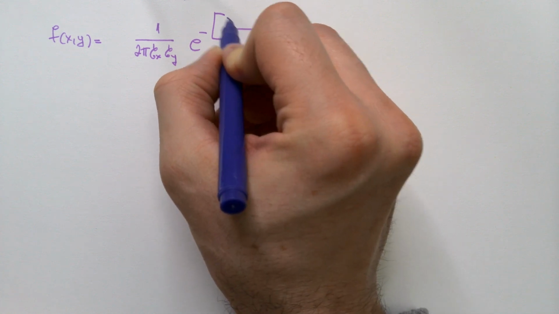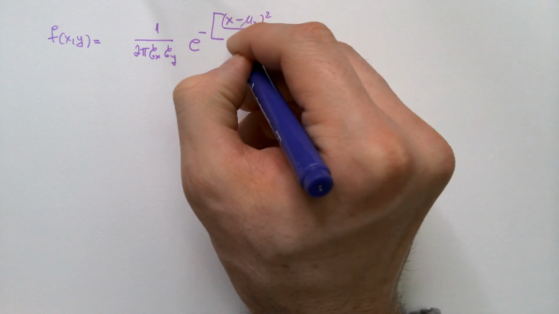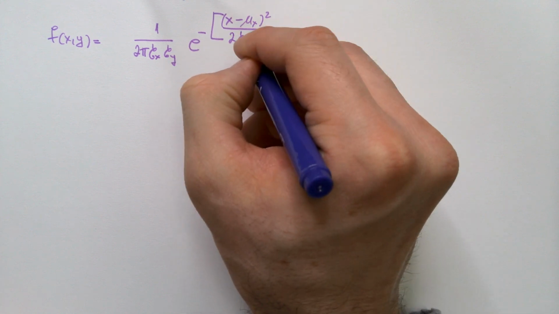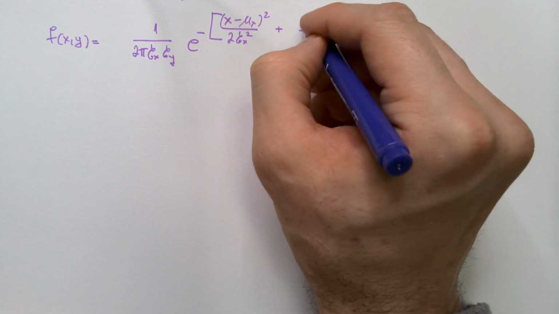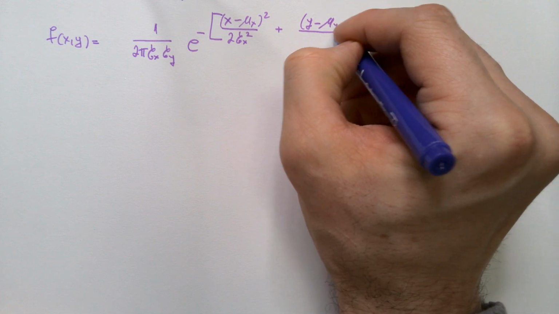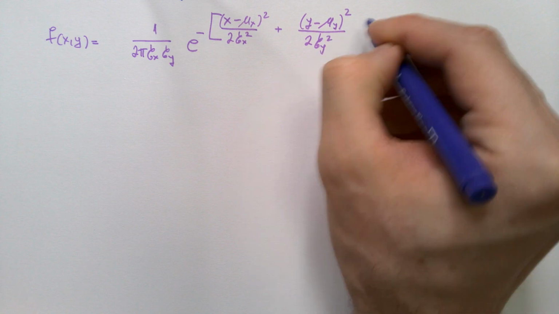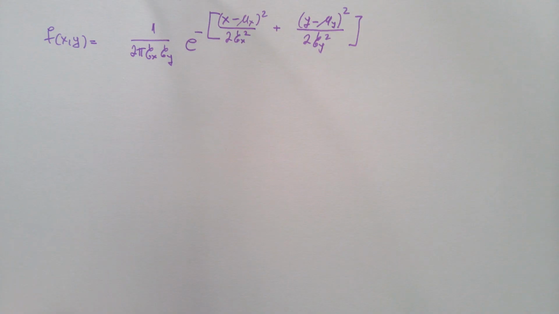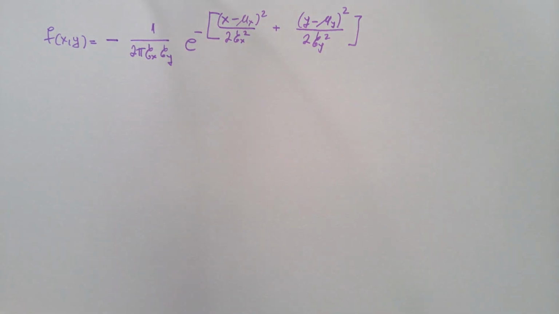So here we have (x minus mu x) squared divided by 2 sigma x squared, plus (y minus mu y) squared divided by 2 sigma y squared. And to make this more similar to low pressure systems, I added a minus over here to have, so to speak, a negative bell-shaped function.